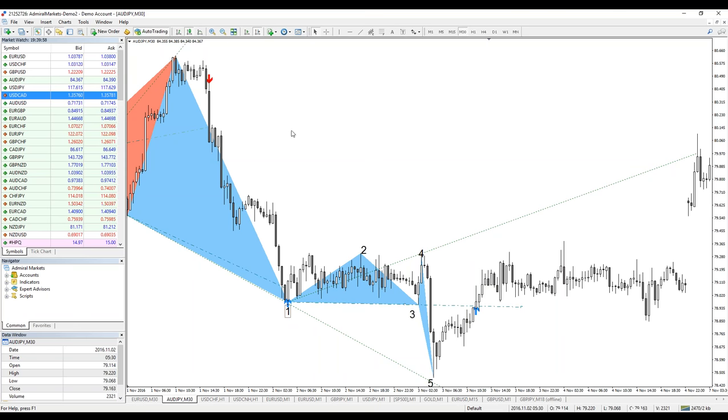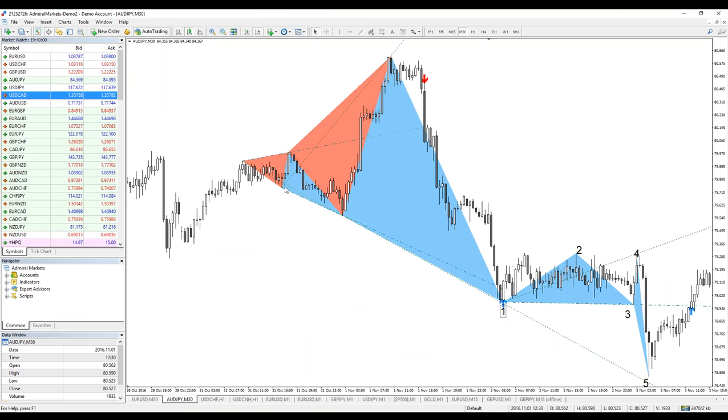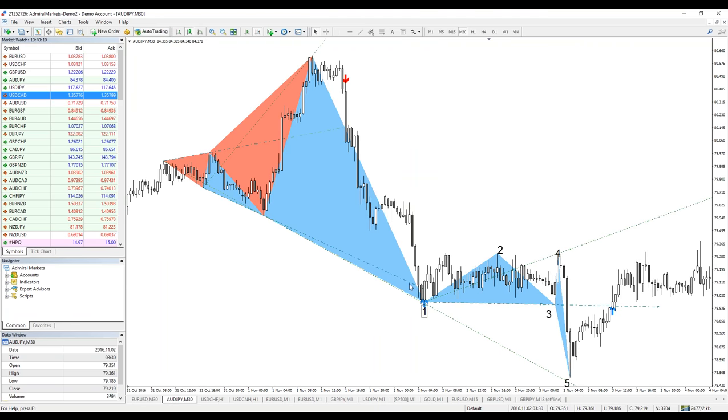Here, the question: why is point 2 not marked to the high point on the left? Okay, this is another bullish Wolfe wave. This is a bearish Wolfe wave, okay? I will show you again, okay? This is another count. 1, 2, 3, 4, 5. But let's go step by step, Martin. Let's go step by step.